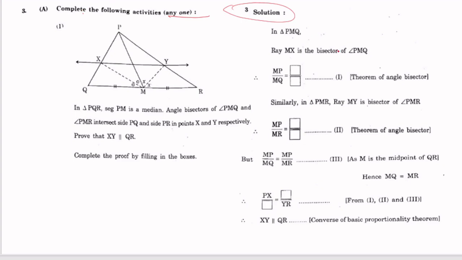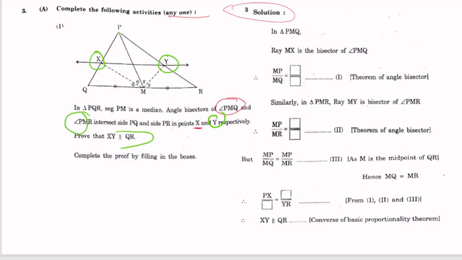Here in this question, you have to fill the boxes and get the answer. Let's read the question first. In triangle PQR, segment PM is a median, and rays X and Y are angle bisectors of angle PMQ and angle PMR. X is the angle bisector of PMQ, Y is the angle bisector of PMR, and they cut PR and PQ at these places. Now you have to prove that XY is parallel to QR.